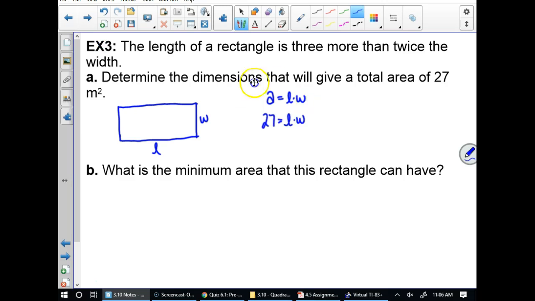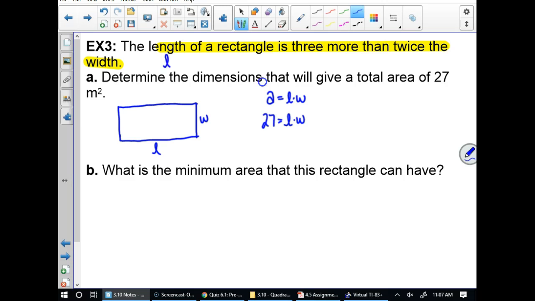But there's no way for me to solve this equation whenever I have an L and a W, because I've got two variables there, so I can't know what the dimensions are. So what I have to do is use this information that was given to me here. The length of the rectangle is 3 more than twice the width. I know it sounds super confusing at first whenever you hear it. But what you want to do is go through and just think of what each word tells you to do when you're writing an equation.